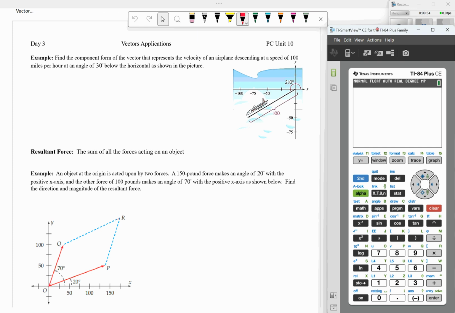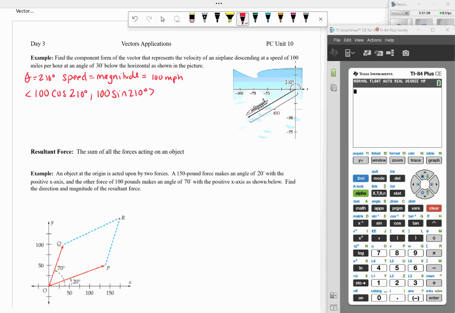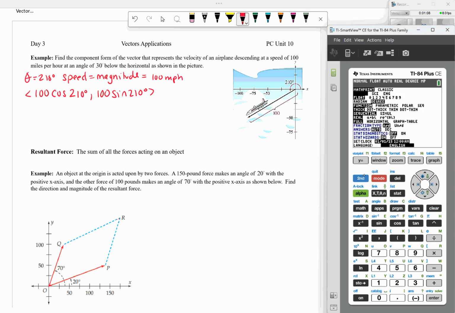So remember, in this case the angle is 210 degrees and the speed, which is equal to the magnitude, is equal to 100 miles per hour. So remember that the formula is the magnitude, which is 100, times the cosine of the angle, and then the magnitude times the sine of the angle. Then we just need to make sure our calculator is in degree mode. And we can just type this in.